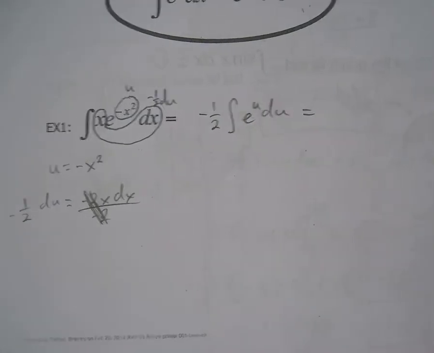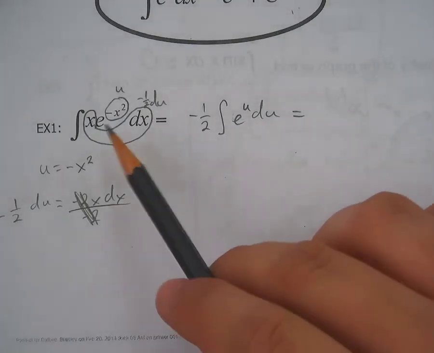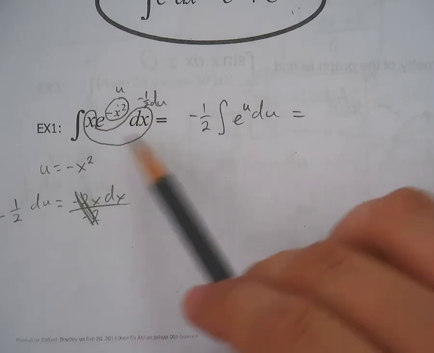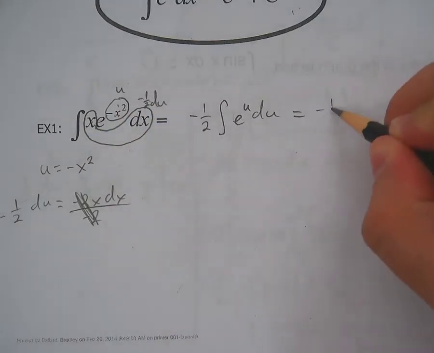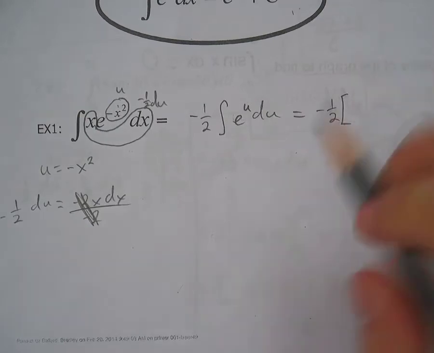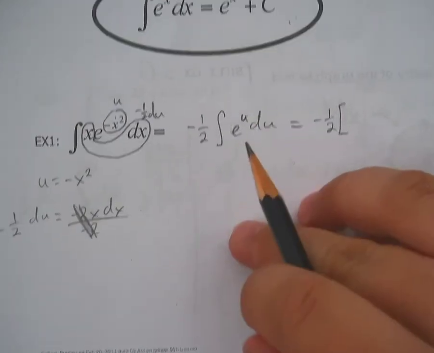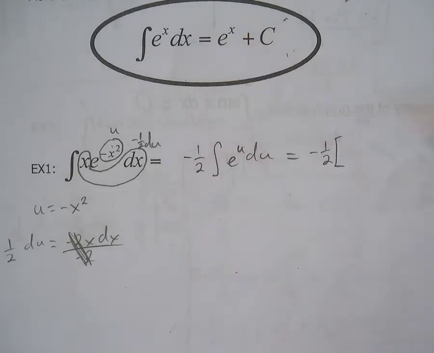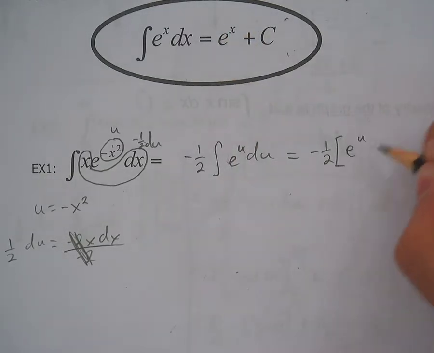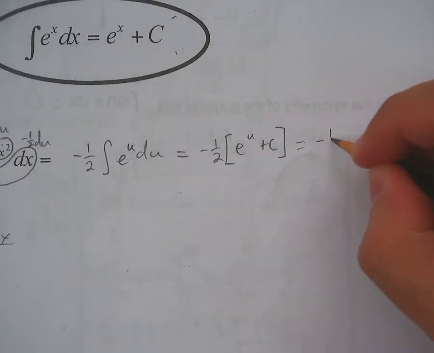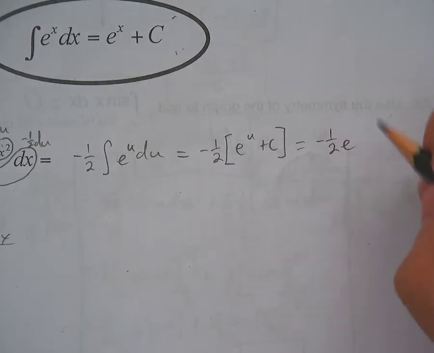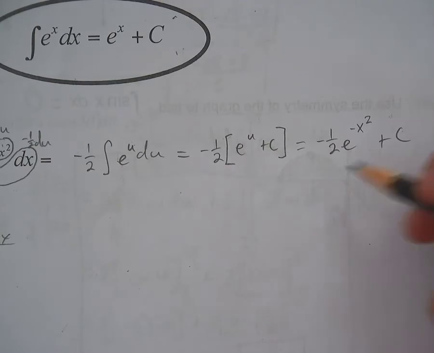Okay. So I've got e to the u times negative 1/2 du, and I can go ahead and pull that negative 1/2 out. So that's going to be negative 1/2 times, what's the integral of e to the u? Well, it's e to the u plus c. And then when we distribute our negative 1/2 through, we'll have negative 1/2 e, let's go ahead and plug in u, to the negative x squared plus c.